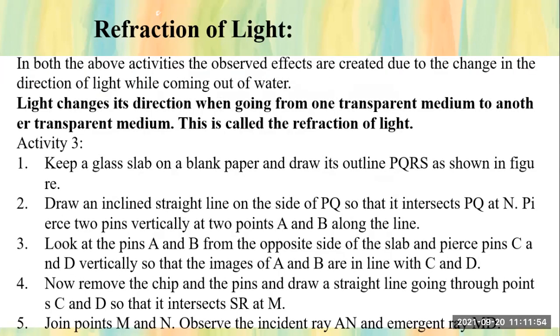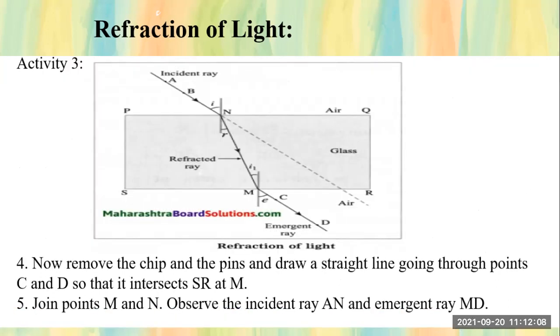Draw an inclined straight line on the side of PQ so that it intersects PQ at N. Now, what will you do? You have to draw one inclined straight line at the side of PQ. Can you see PQ here? At that point, draw one normal N to it and draw one inclined straight line. Okay. Now, what will you do?